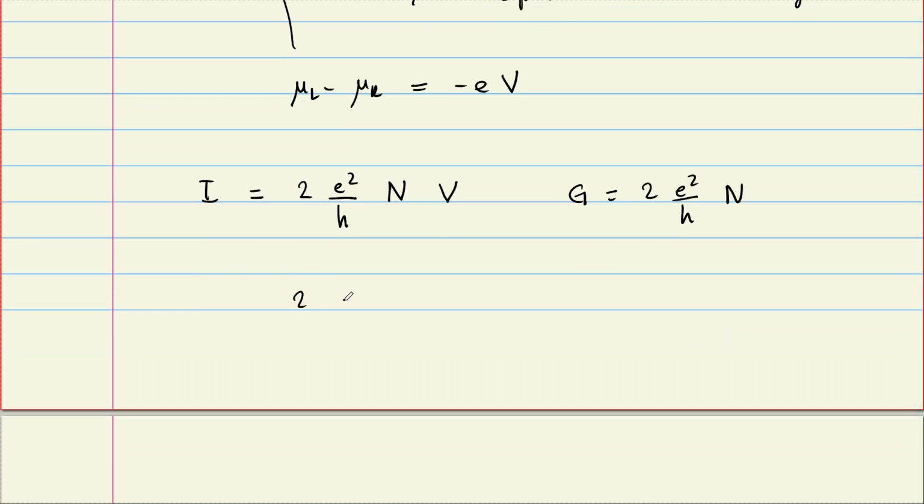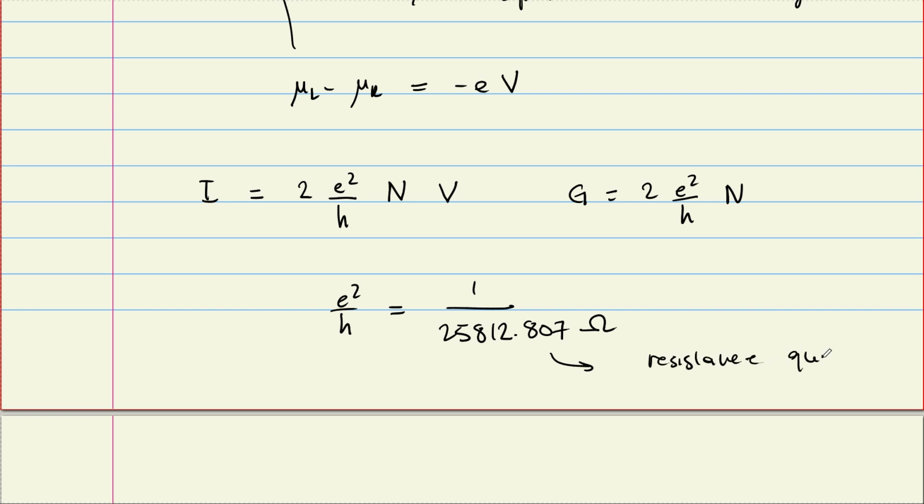Here this 2e squared over h is equal to 1 over 25,812.807 ohm. Actually, I think this is without the 2. So this denominator is what we call the resistance quantum, and this one is the conductance quantum.